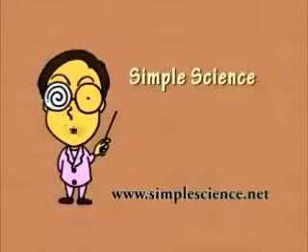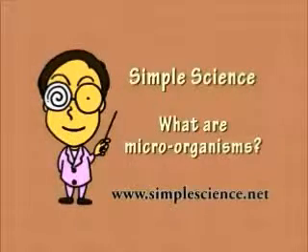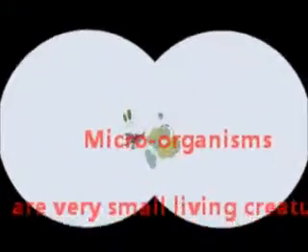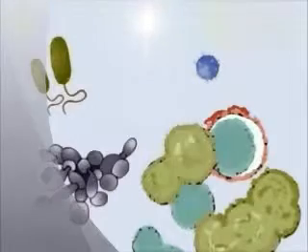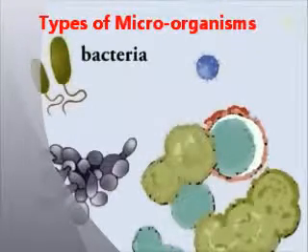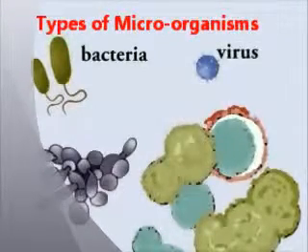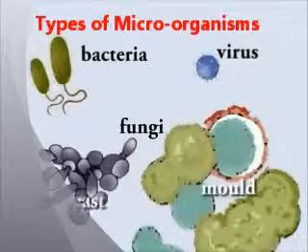Simple science. What are microorganisms? Microorganisms are very small living creatures. Three common types of microorganisms are bacteria, viruses, and fungi, such as molds and yeasts.